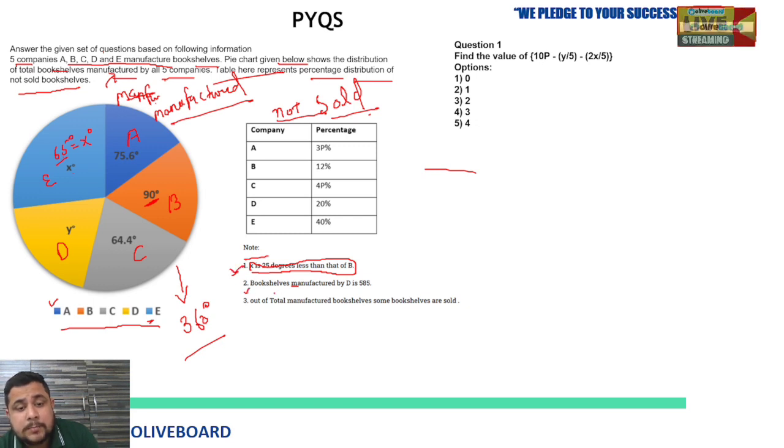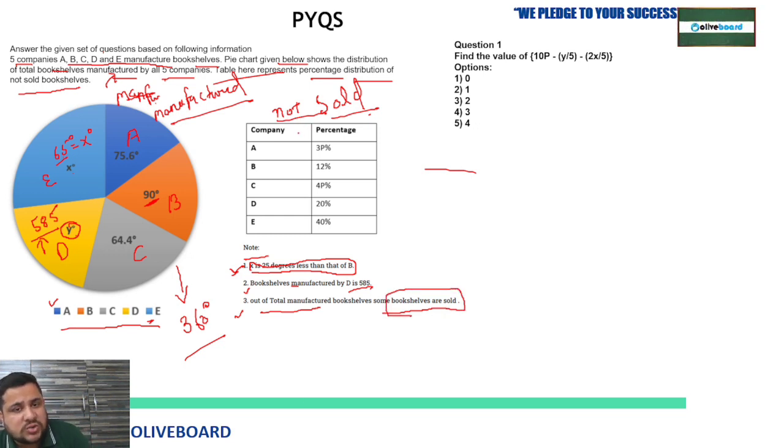Now second, bookshelf manufactured by D is 585. So the number of shelves manufactured by D is 585, meaning this Y degree will represent that quantity. Now third one, out of the total manufactured bookshelf, some bookshelves are sold. As we know, some are not sold. The detail of not sold is given here. Now some are sold, that is what they are saying.